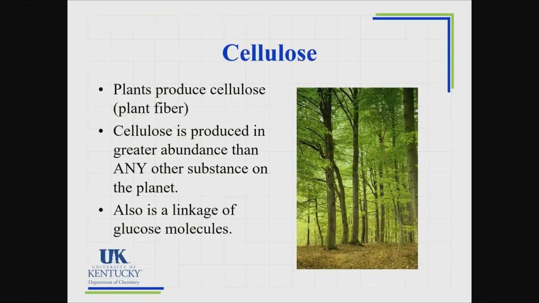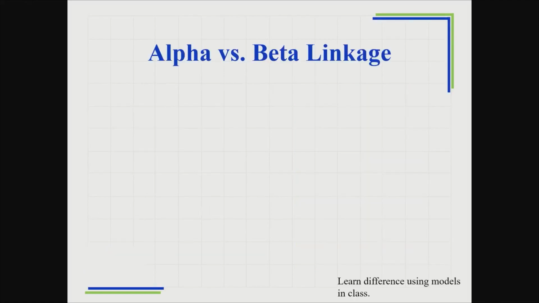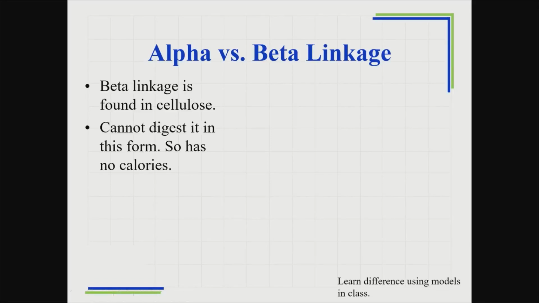So it is also a linkage of glucose molecules. So there's got to be something different if we can digest one and not the other. Now we need to look at why cellulose and why starch are different, and why one we can digest and one we cannot. Beta linkage, and we're going to look at this here in just a moment. Beta linkage is what we find in cellulose, and we are not able to break that bond between the glucose molecules and digest that. We need certain enzymes to do this.